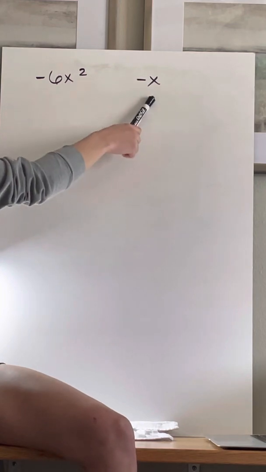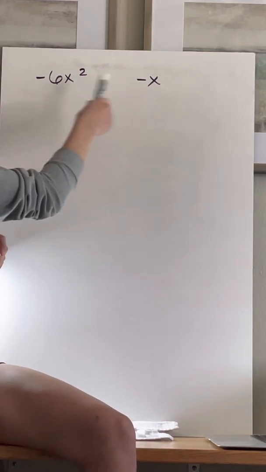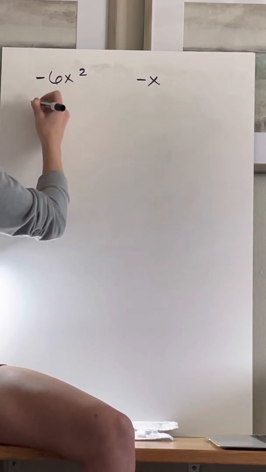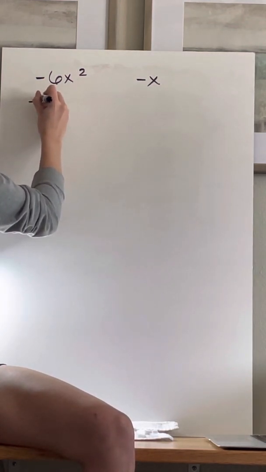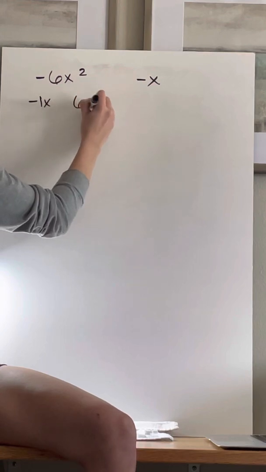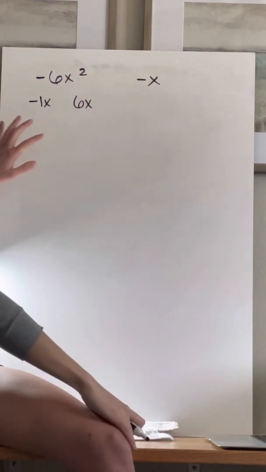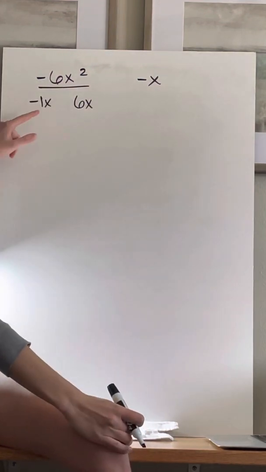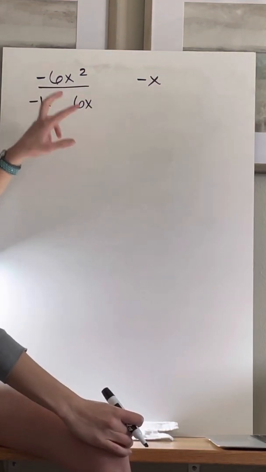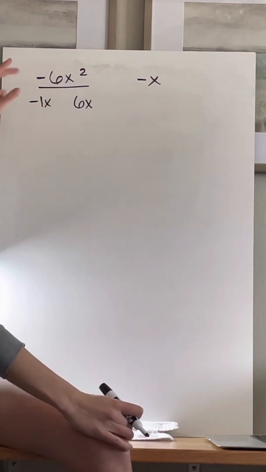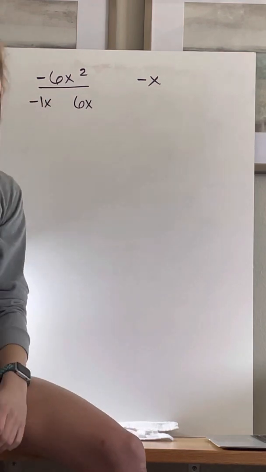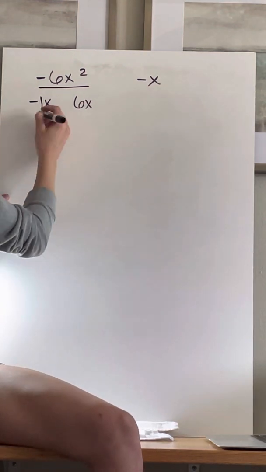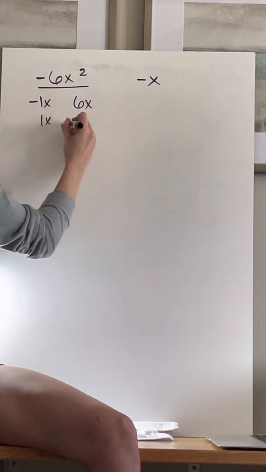This is what we're adding to get, and this is what we're multiplying to get. So our product and our sum. Let's go ahead and list our multiples of negative 6x squared. So we have negative 1x and 6x, right? And this is what I mean by one has to be positive and one has to be negative. Because if they're both positive, we get a positive. If they're both negative, we get a positive. And right now we have a negative 6x squared, so one or the other. So now we can do 1x and then minus 6x.